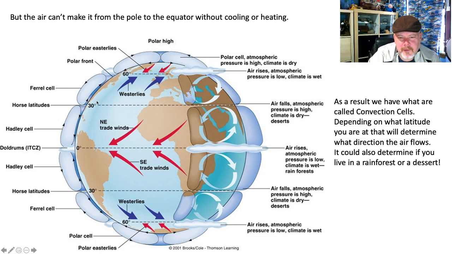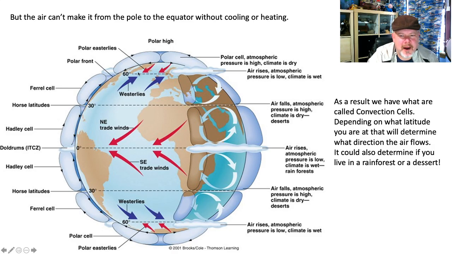Then if you get a little bit further north, now the air is returning to the north, and Coriolis effect pushes it this way. So these are called the westerly winds. Winds are always named from the direction they're coming from. So these are coming from the west, blowing towards the east, towards the northeast. These are called the westerly winds.